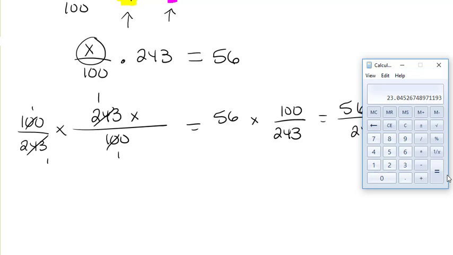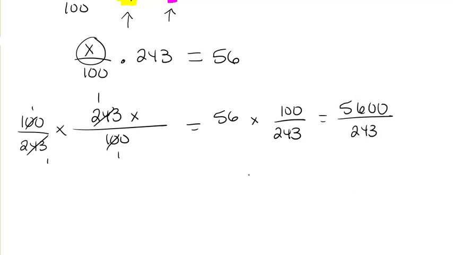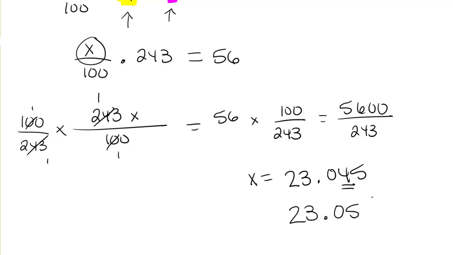23.04. So x then becomes 23.045. So we're going to round to our nearest hundredth. So this then becomes 23.05, and this is our percentage. So we put percent.